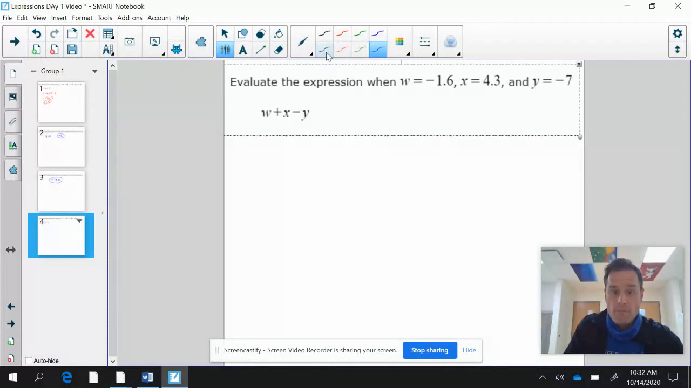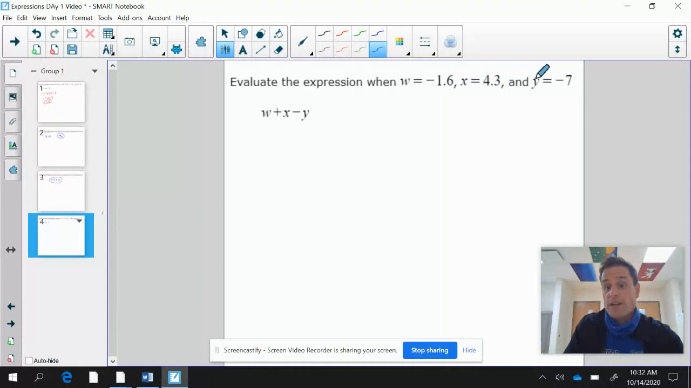Let's try one more. In this case, I'm just going to show you guys the first part because I'm running out of time on my video. If we have W is negative 1.6, X is 4.3, and Y is negative 7, we're just going to plug in the values. X is 4.3, and then minus Y. And be very careful when you put in a negative here, minus a negative. That's going to be minus a negative. We're going to make that plus a positive.